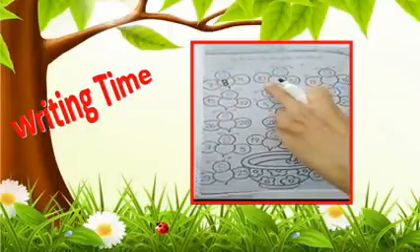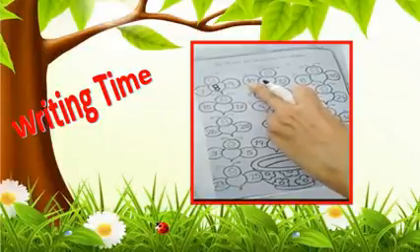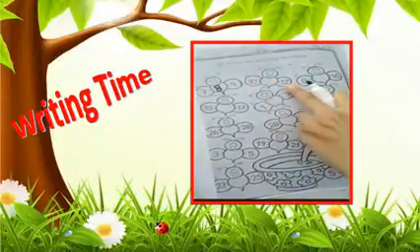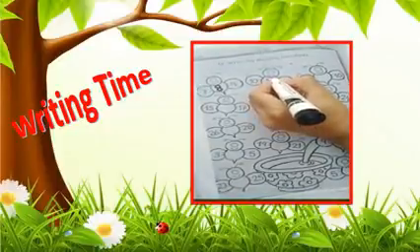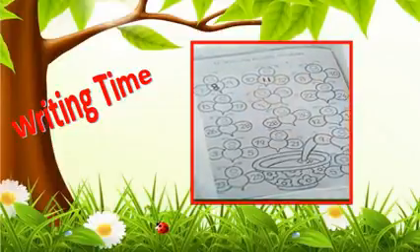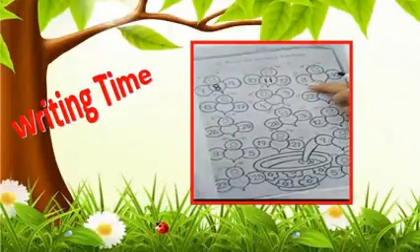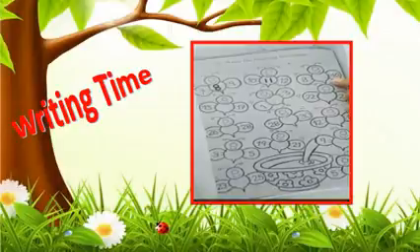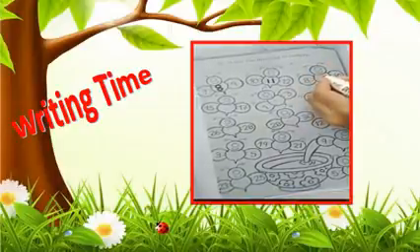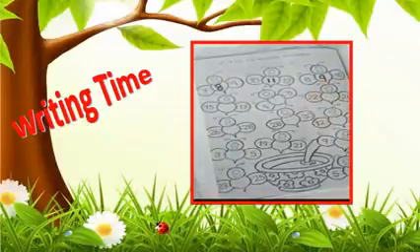And the next one is, what comes between 10 and 12? 11. Now the third one is, what comes between 8 and 10? 8 and 10 ke darmiyan kya aata hai? 9. Very good.